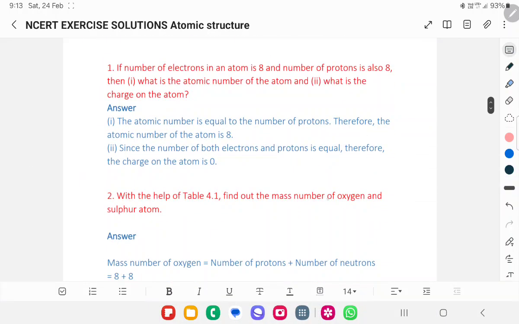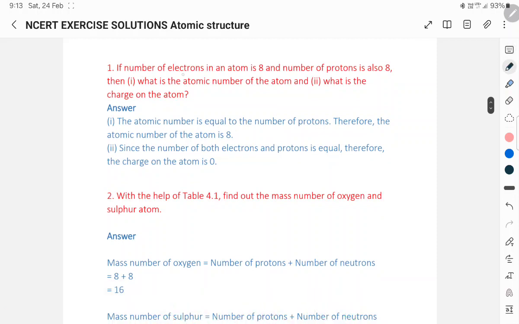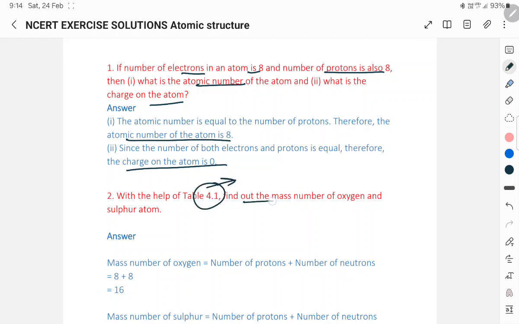Now, second question is, if the number of electrons in an atom is 8 and the number of protons is also 8, what is the atomic number and what is the charge of the atom? Atomic number is 8 and charge is 0, right? With the help of Table 4.1 mentioned in the NCERT book, find out the mass number of oxygen and sulfur atom.